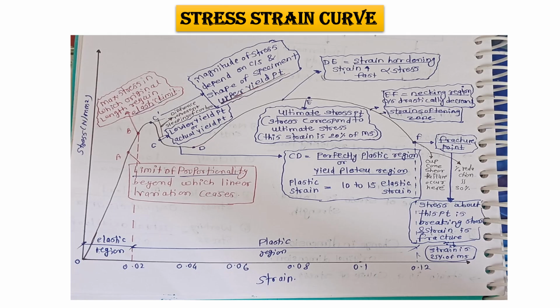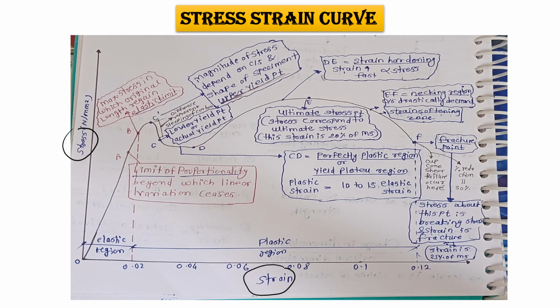Then next is the stress strain curve. In the stress strain curve, on the x-axis strain is there, and on the y-axis stress is there. Remember that thing: if you draw any kind of graph, the independent quantity should be on the x-axis and the dependent quantity on the y-axis. Stress depends on strain, so that's why we take stress on the y-axis. Here, this graph is related to mild steel.